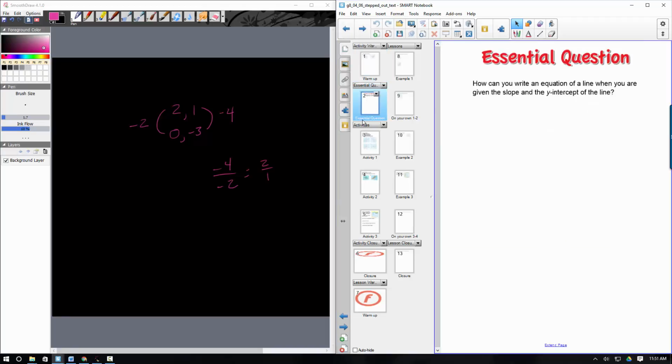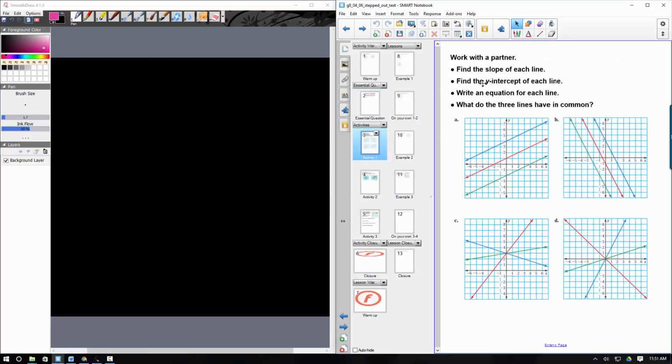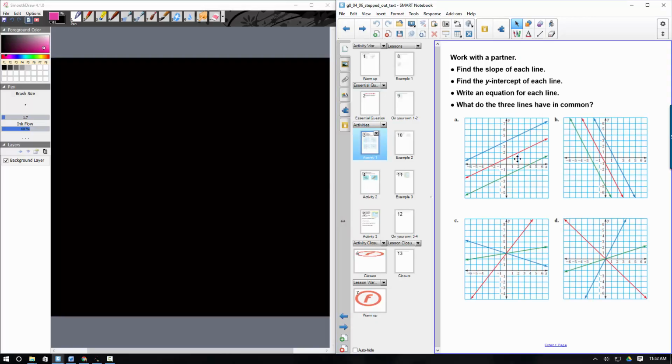All right, so here's the question. How could you write an equation of a line when you are given a slope and the y-intercept of a line? So let's try doing that. I have this right here, and it says find the slope of each line. Now notice these are all parallel, meaning they will never ever cross. And what's cool about this is all three of these lines here will have the exact same slope. That's why they don't cross.